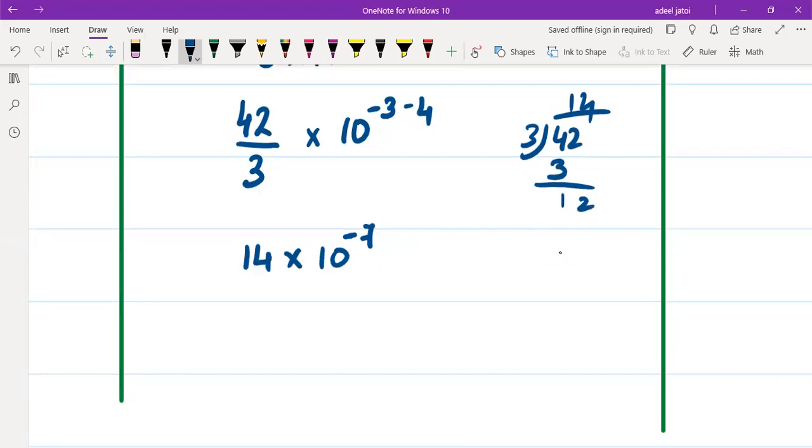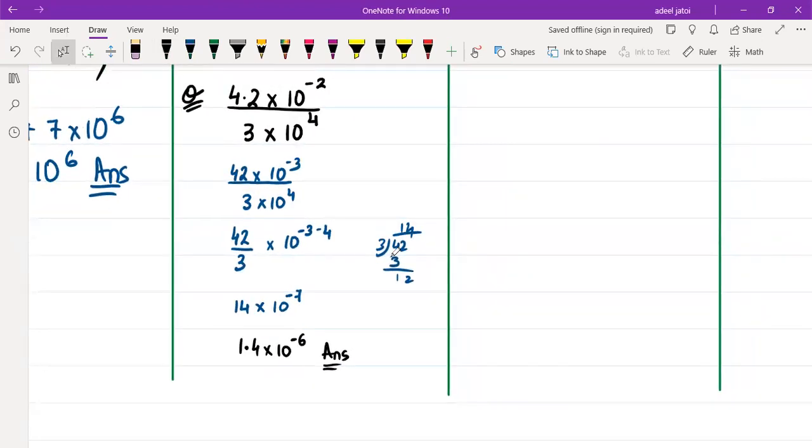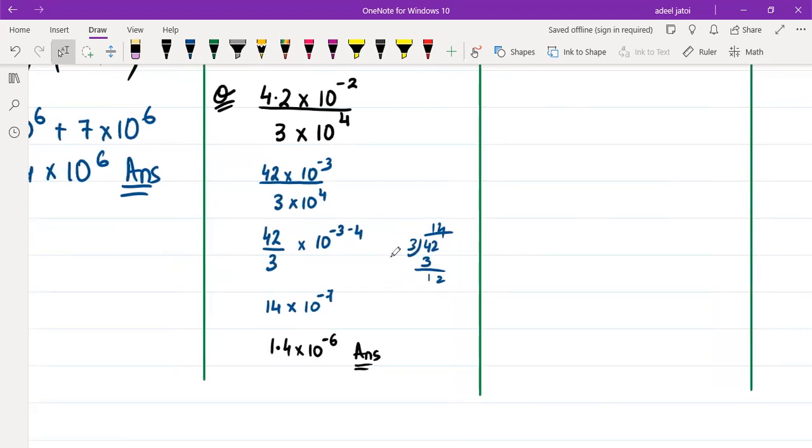No, the standard form always has one decimal place. So if we need to have one decimal place, your decimal from here will move to the left-hand side. Are we moving only one decimal place? If we are moving one decimal place, that means plus 1. So your end result would be 1.4 into 10 to the power minus 6. And this should be your answer for the question 4.2 multiplied by 10 to the power minus 2 upon 3 into 10 to the power 4.